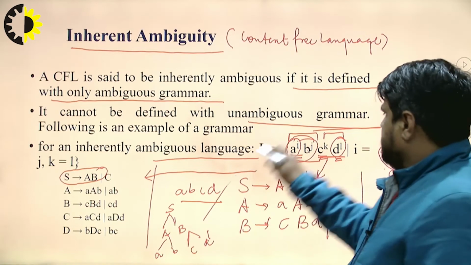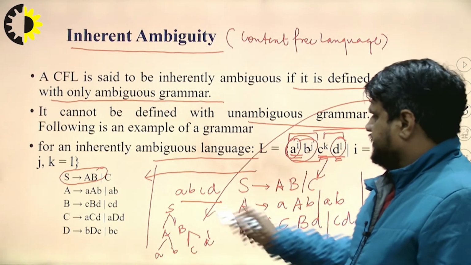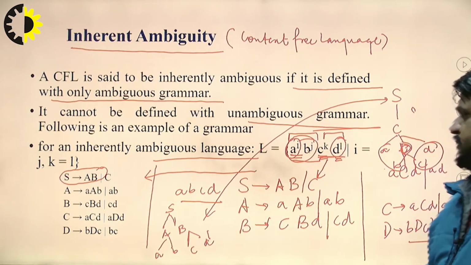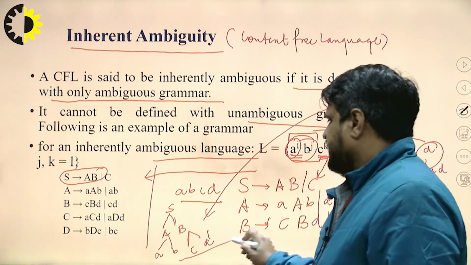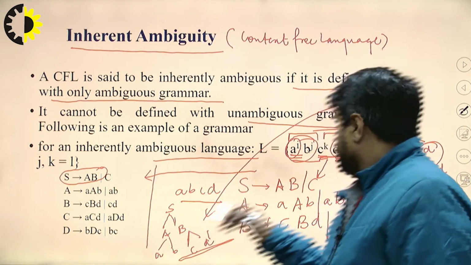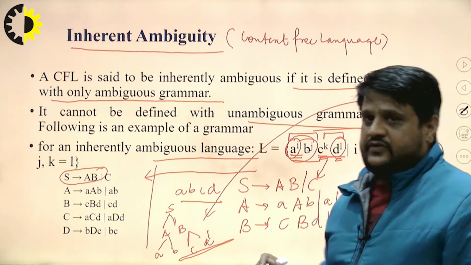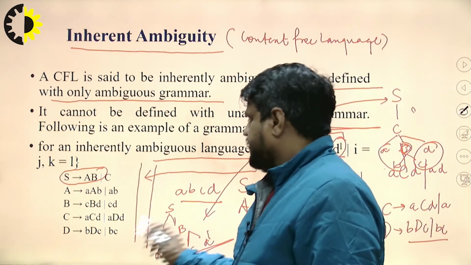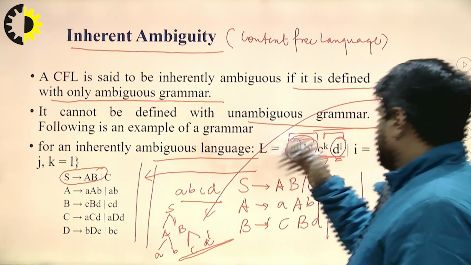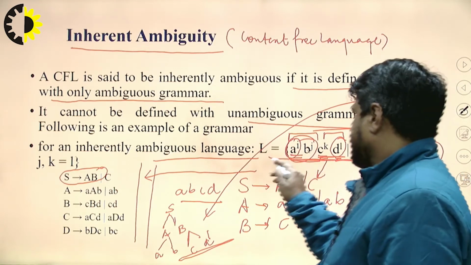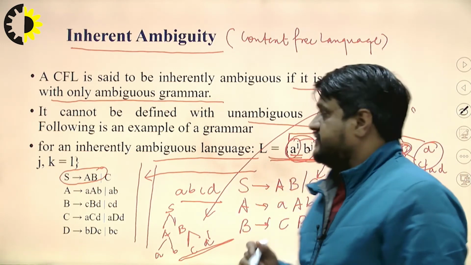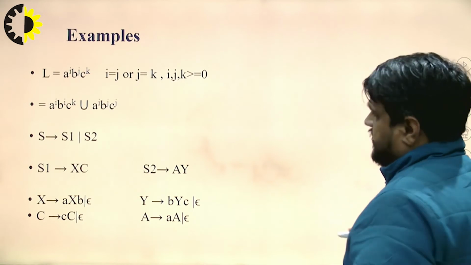This is a 2-parse tree corresponding to this particular string A, B, C, D. So you can summarize it that this grammar is ambiguous, and there is no other grammar possible to depict this particular language. So this particular language is inherently ambiguous. You will move to another example.